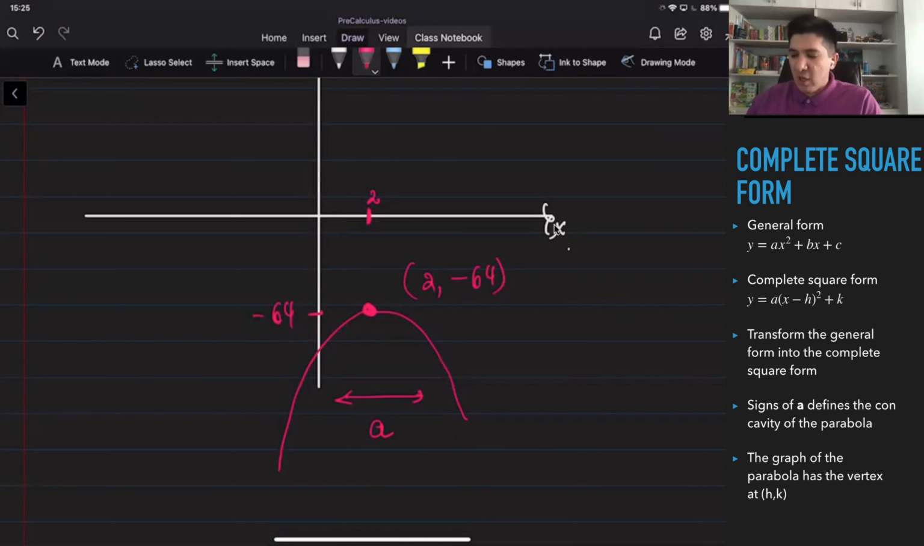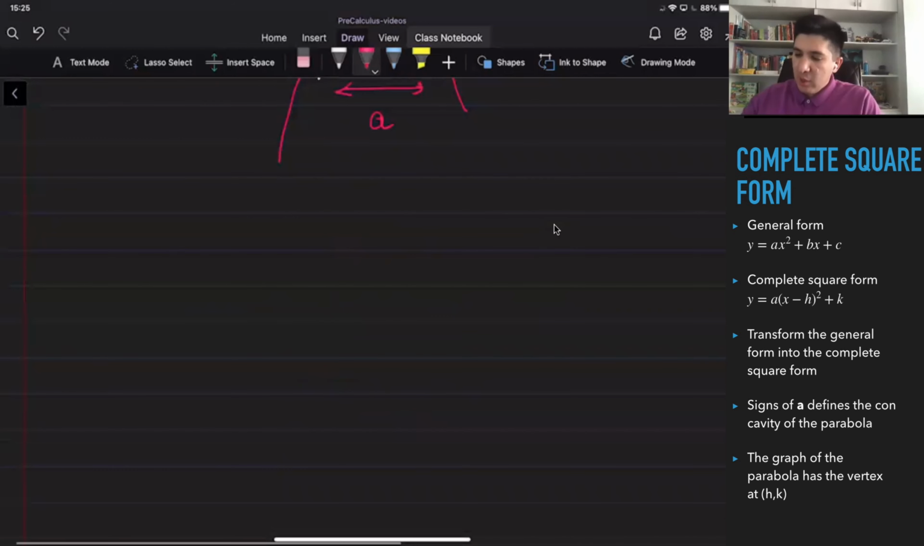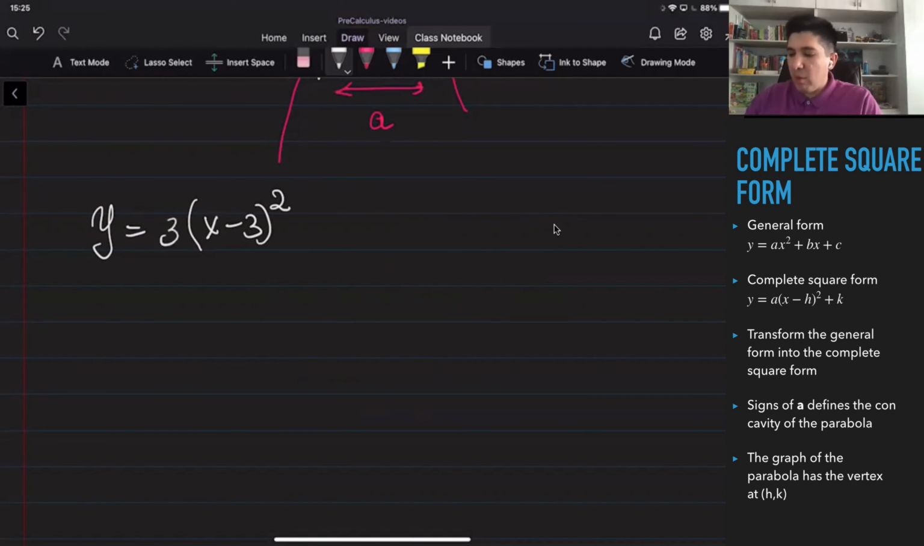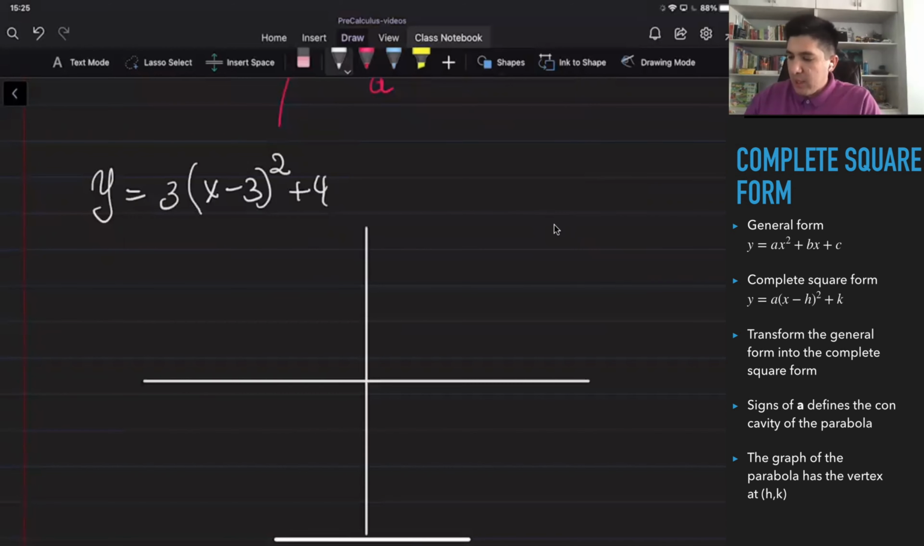So let's now just talk about how we can roughly draw the parabolas. Let's say you are given y is equal to 3 times (x minus 3) squared plus 4. In this case, I'm going to again draw the rectangular coordinate system. This is x and y. So the parameters of this parabola are a is 3, h is 3, k is 4.